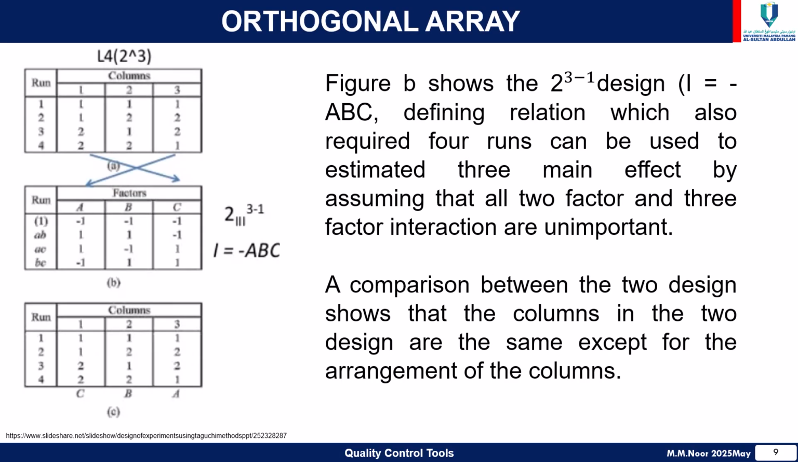So we go back to the orthogonal array. As we can see, figure B shows the column design with a defining relation, which also requires four runs, and can be used to estimate three main effects by assuming that all two-factor and three-factor interactions are unimportant. On the left side of the slide, there is a table that shows an example of the orthogonal arrays table. A comparison between the two designs shows that the columns in the two designs are the same except for the arrangement of the columns.